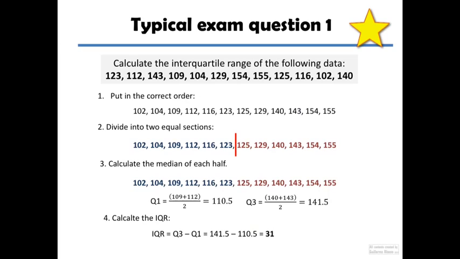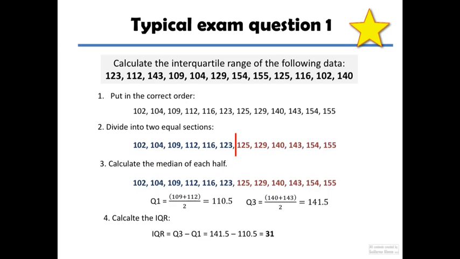So here's a typical exam question, where they give you a big set of data, and it asks you to calculate the interquartile range of the following data. Now, the most common mistake, as I always say, is people forget to put it in the correct order, so you have to take your time and do that. Then you will have to divide it into equal sections, and then you will calculate the median of each half.